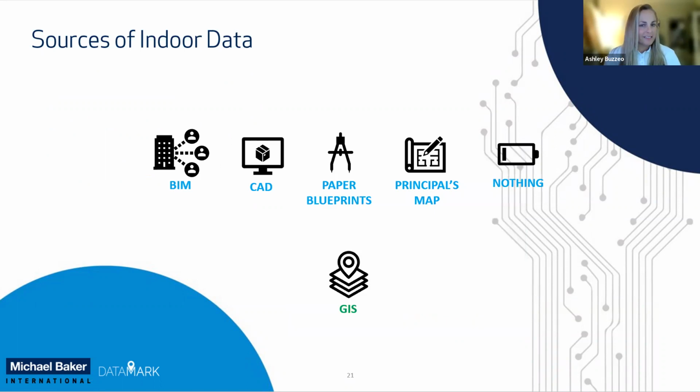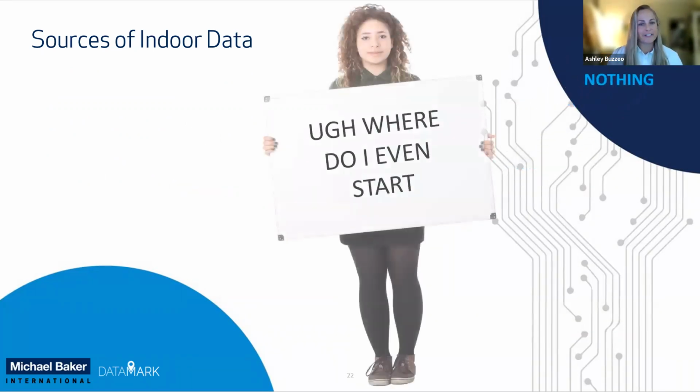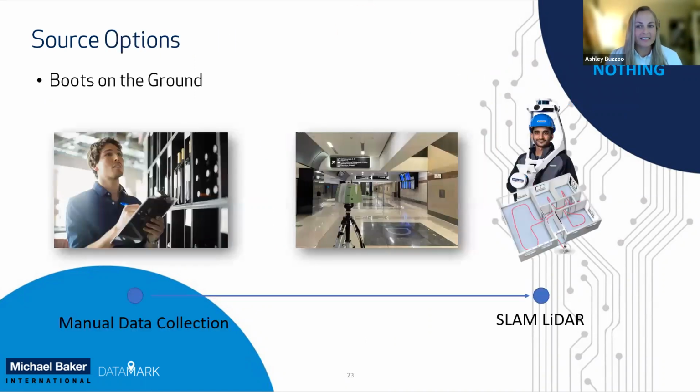All right, and our last source of data that we want to talk through is when you have nothing, right? So where do I even start? You might be asking yourself that question. Where do I start? And in this case, boots on the ground, depending on the why, right? A theme we've been talking about. Why are you collecting this data in the first place? Why do you have a need for indoor mapping data? You can really collect that information when you have nothing in varying different ways. I'm just going to cover a few here, right?